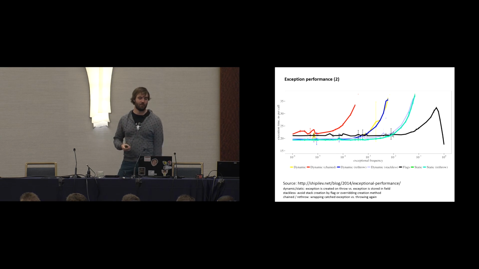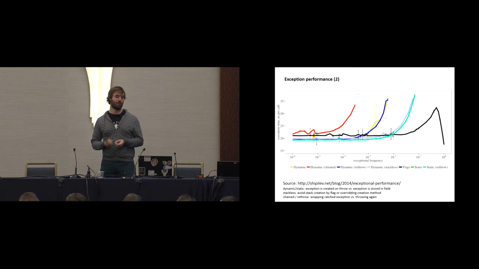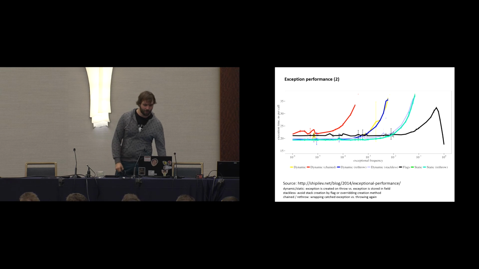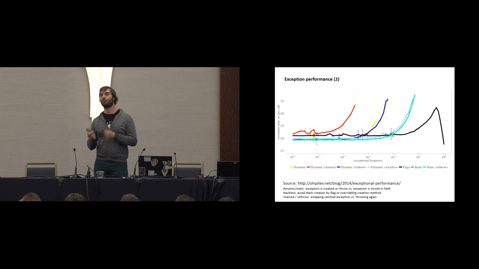What's here on the y-axis is basically the average performance of an operation, and on the x-axis we have how common it is to throw an exception. If you look at, for example, the yellow line, which is just a dynamically created exception, if it only happens 10 to the power of -6 of the time, it is much faster than the black line, which is an explicit control flow with if-else. So if you use exceptions for really, really rare events, then they are the right tool.